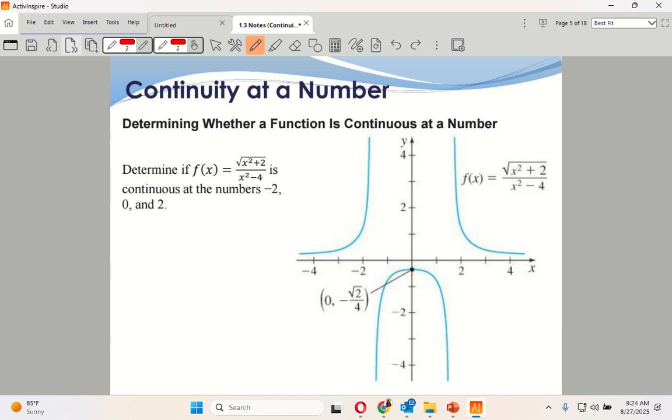So here's the graph that we're talking about. At -2 and +2, I'm going to have a vertical asymptote at both of those, but in between there, it is continuous from here to here.